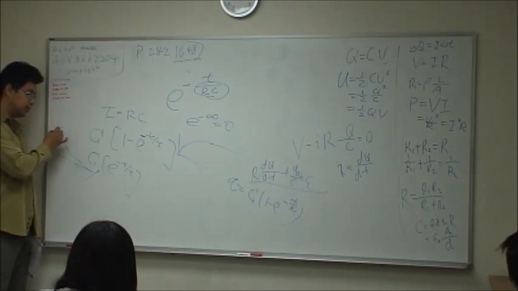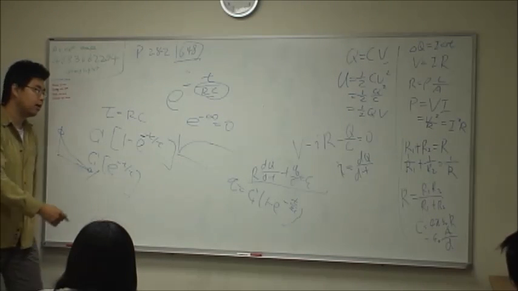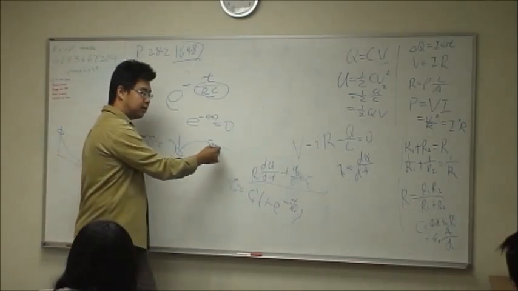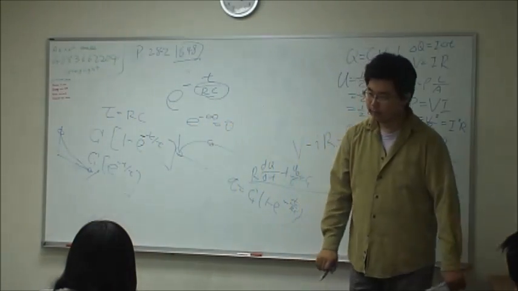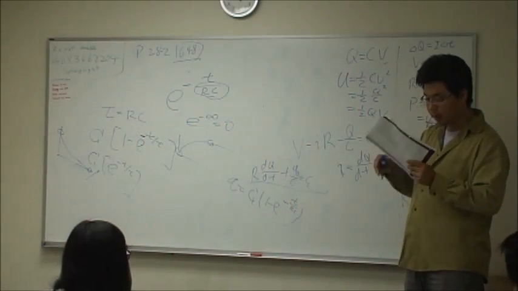At the beginning, it's a big number. At the end, it's a small number. Or on the other side, at the beginning, it's a small number. At the end, it's a big number. Okay. So that's the solution for this part.